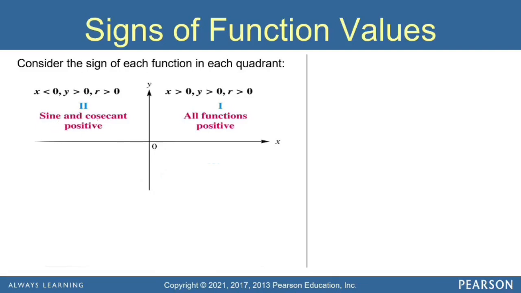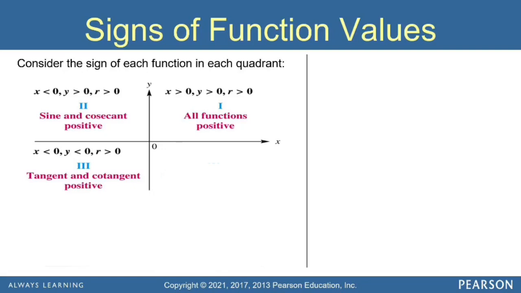But all the other function definitions involve an x. Cosine is x over r, tangent is y over x. Secant and cotangent are just reciprocals of those two. So all of those other functions are going to be negative. So in quadrant 2, only sine and cosecant are positive. The other four functions are negative. And now let's think about quadrant 3.